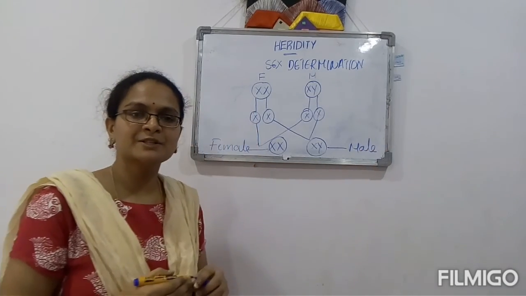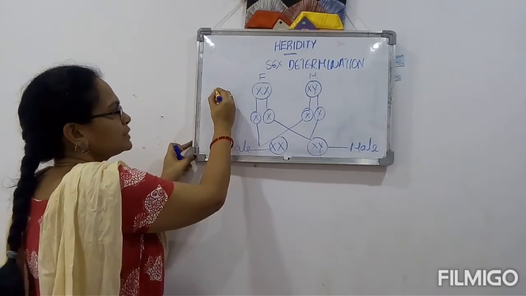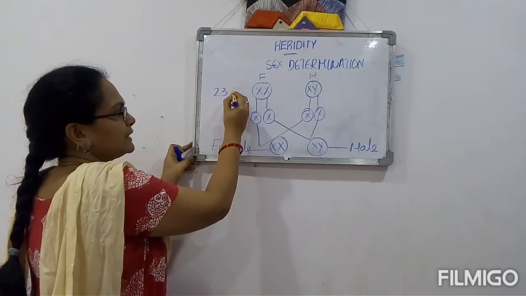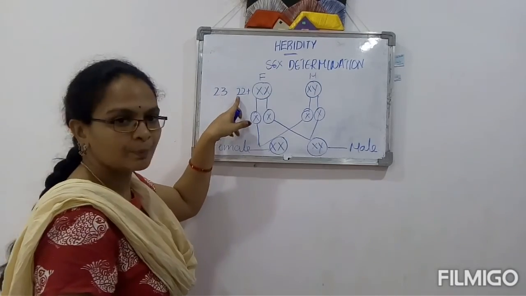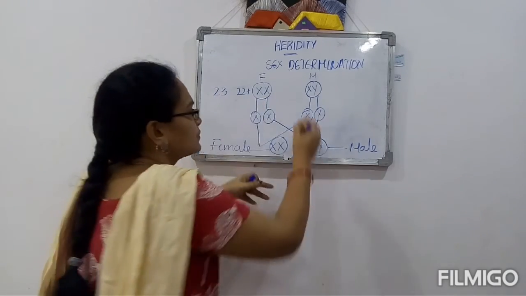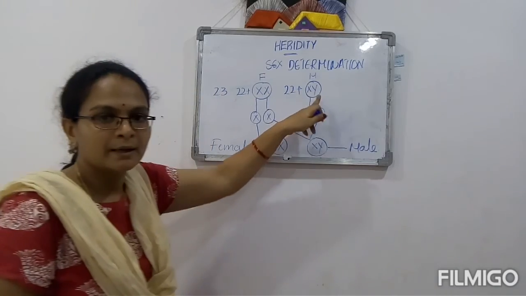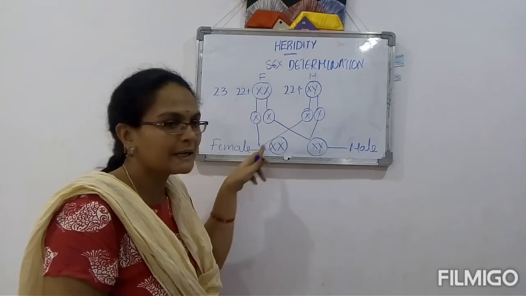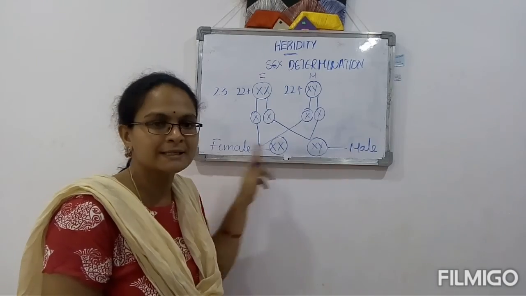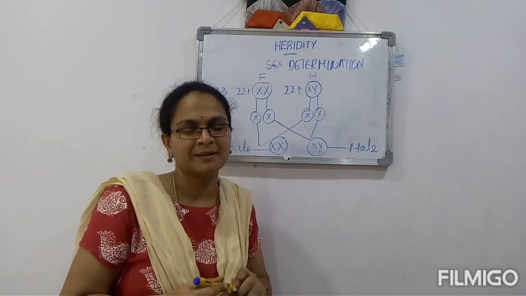This is how sex is determined in human beings. Is it clear, children? Human beings contain 23 pairs of chromosomes: 22 pairs plus 1 pair of sex chromosomes. If they form gametes, and these gametes unite in the same way, this is how sex is determined in human beings. Hope you are very clear with this topic. Thank you, children.